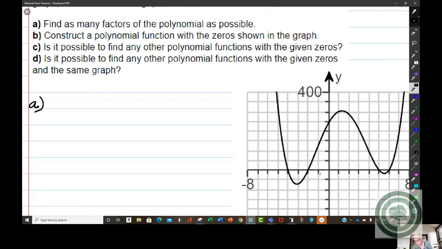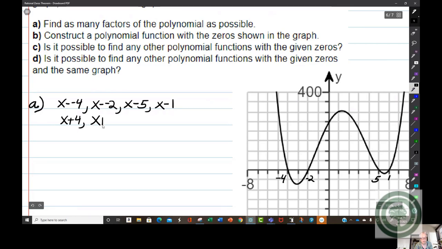So, -1, -2, -3, -4, we have -4, -2, 1, 2, 3, 4, 5, and 1. So the actual factors might be x minus -4, x minus -2, x minus +5, and x minus +1, and then clean it up. X plus 4, x plus 2, x minus 5, and x minus 1.